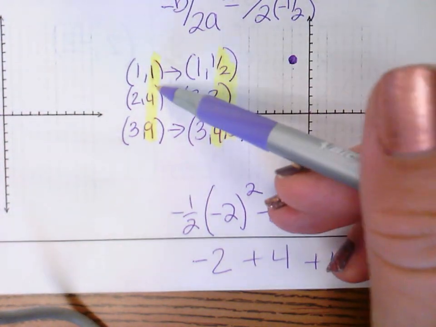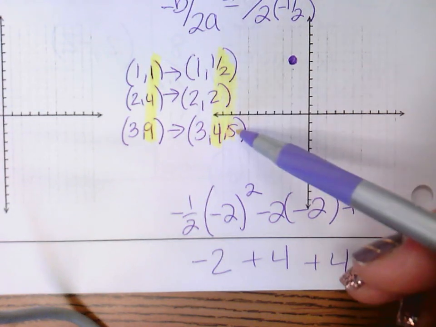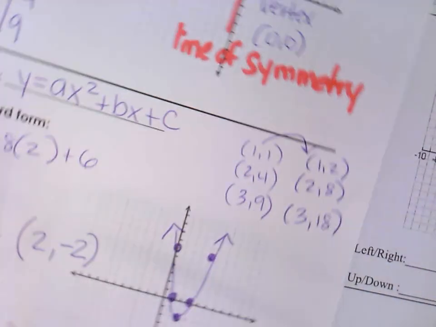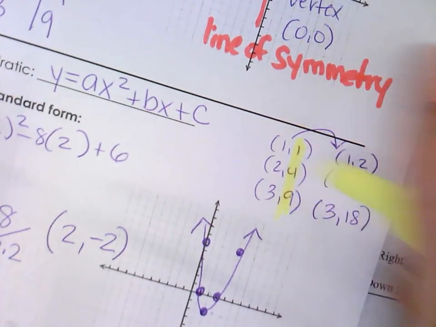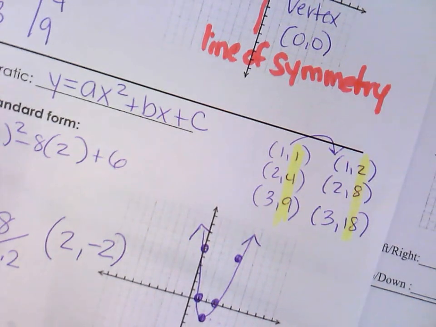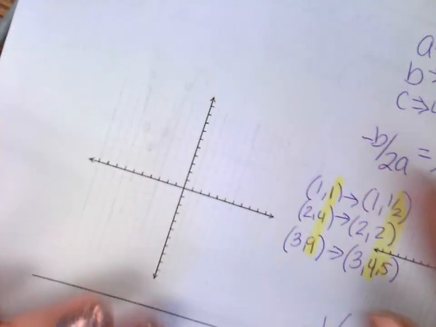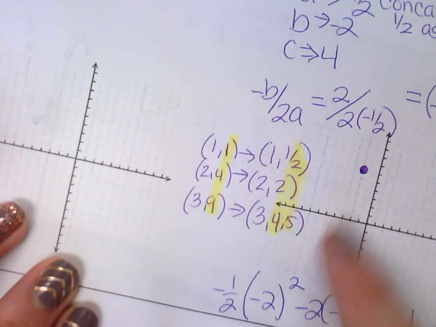So 1, 4, 9 becomes 1/2, 2, 4.5. And remember on the front page, I did it over here, and it was 1, 4, 9 doubled, 2, 8, and 18. So that's what stretching or shrinking does. It changes the y value, not the x value.